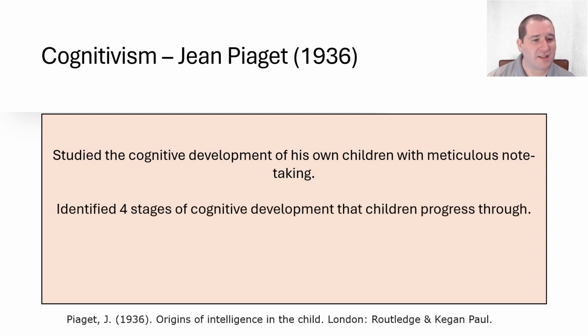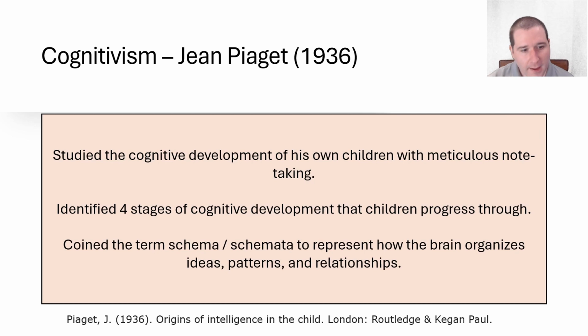And Piaget talked about 4 stages of cognitive development that children progress through. And we'll talk about those in a second. And like we talked about on the last slide, he coined the term schema and schemata to represent how the brain organizes ideas, patterns, and relationships. Right? The idea that you're interpreting the world based on what is in your brain and the mental schema that you already have up there. Pretty interesting.